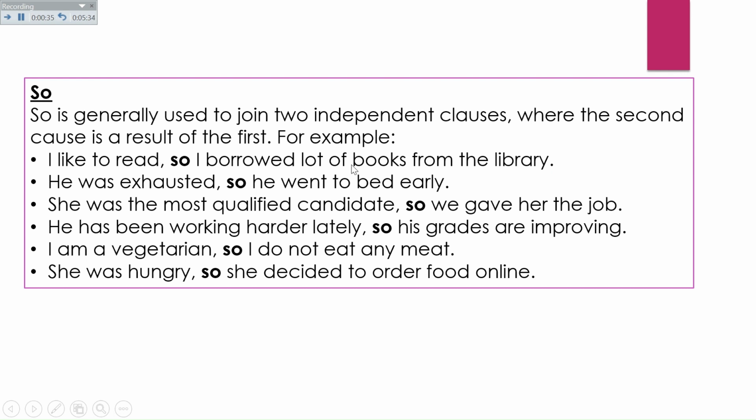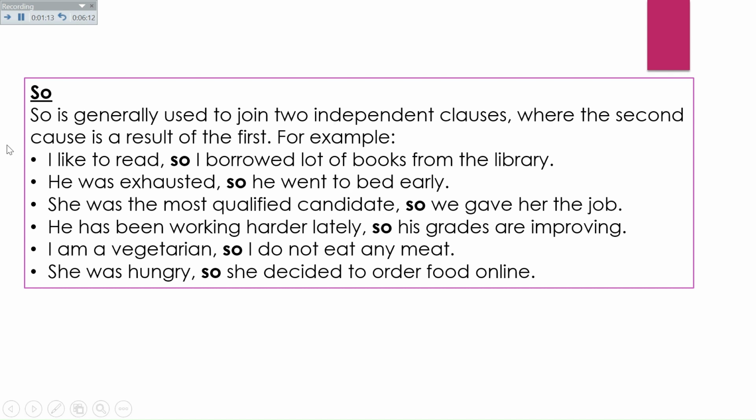Since these are both independent clauses, we will use a comma before the coordinator. So, he was exhausted, so he went to bed early. Why did he go to bed early? Because he was so exhausted. So these are two independent clauses, so we will use a comma before the coordinator. She was the most qualified candidate, so we gave her the job. Why did we give her the job? Because she was the most qualified candidate. So the second clause is the result. These are two independent clauses. We will use a comma before the coordinator.